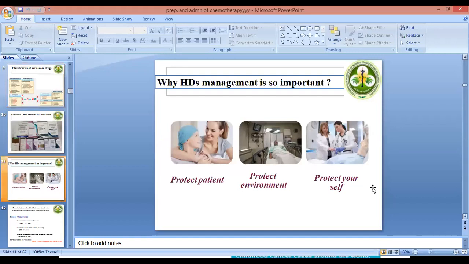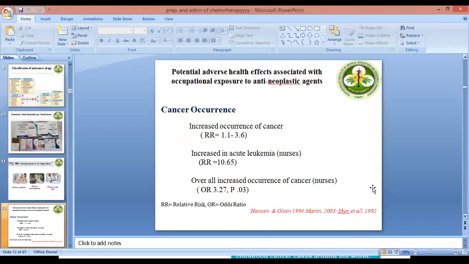There are basically three main reasons to manage hazardous drugs. First, protect yourself, meaning healthcare workers who are directly or indirectly involved in the management, preparation, and administration of hazardous drugs are safe. So hazardous drug management is important. Second, protection of the patient. It is our duty to protect the patient as well as the environment.